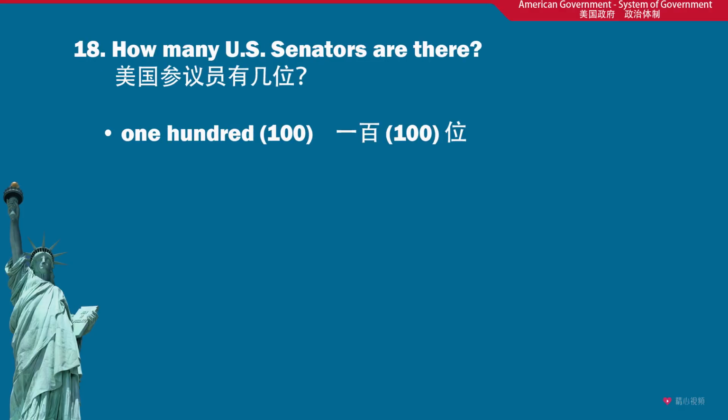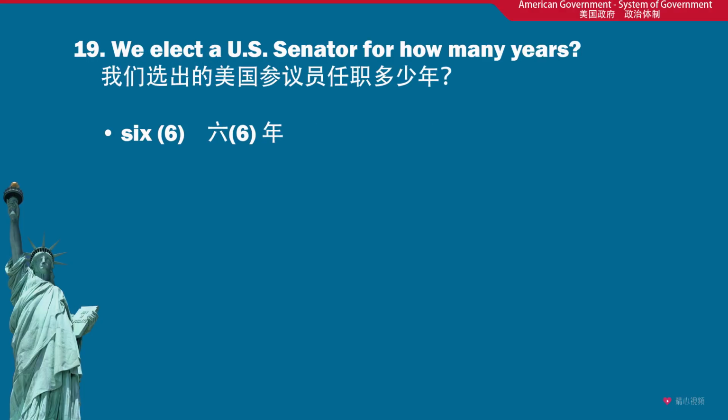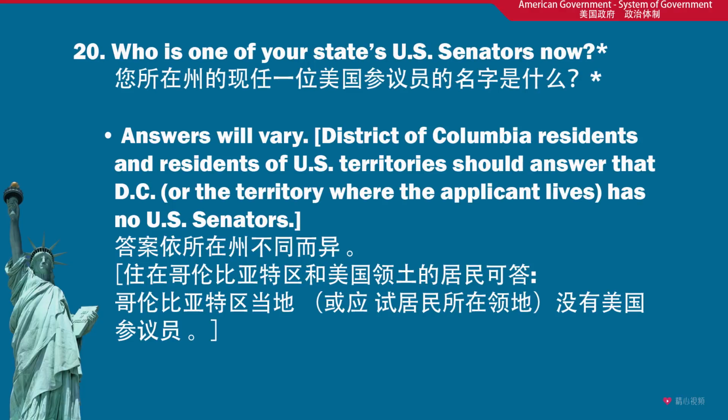How many U.S. senators are there? 100. We elect a U.S. Senator for how many years? 6. Who is one of your state's U.S. senators now? Answers will vary. District of Columbia residents and residents of U.S. territories should answer that the D.C. or the territory where the applicant lives has no U.S. senators.